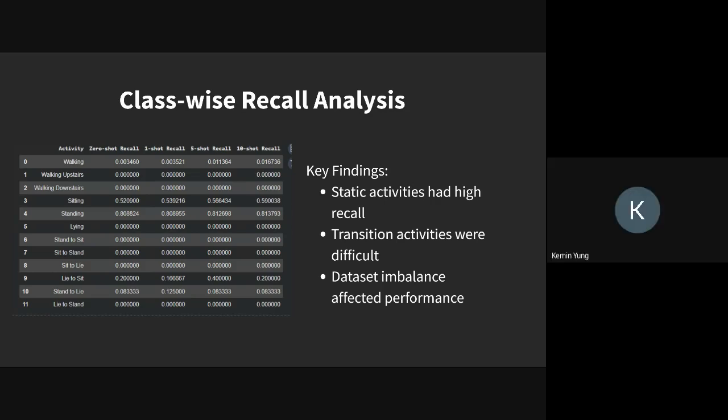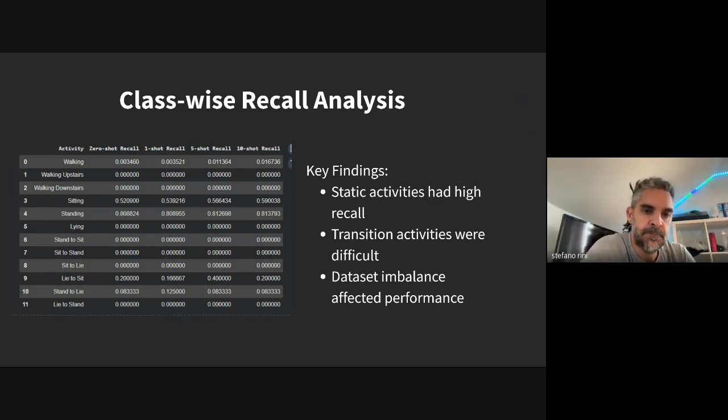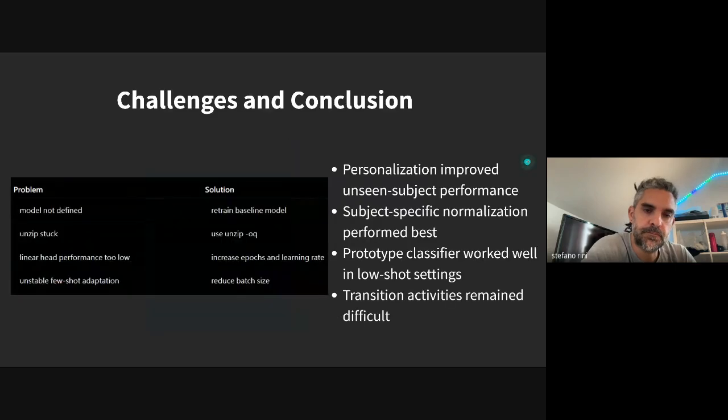Okay, so static activities such as standing and sitting achieve high recall scores. However, transition activities such as sit to stand and lie to stand were much more difficult. This suggested that the dataset is highly imbalanced and that transition activities are harder to model because they are shorter and more variable. Exactly.